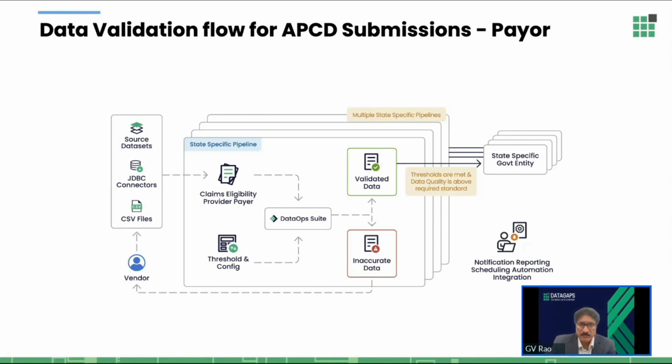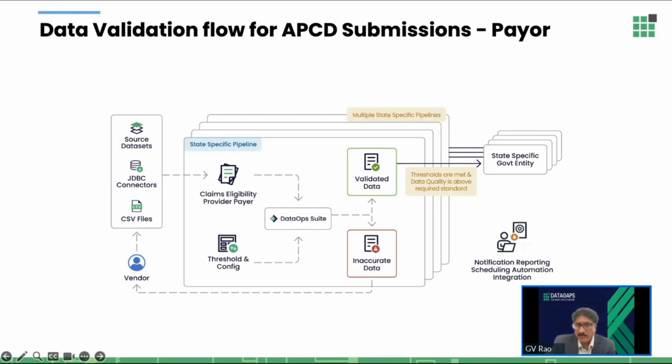And when this extraction happens and it comes into the DataOps Suite, it validates it by the thresholds and by the rules that are built in for each of the states, which are actually configurable, and are already configured into the system. You just start connecting the source to this particular DataOps Suite. And it in turn validates whether the data that is being projected in the report is correct or if there is an inaccuracy. And that is where you come up to the validated data and then inaccurate data.